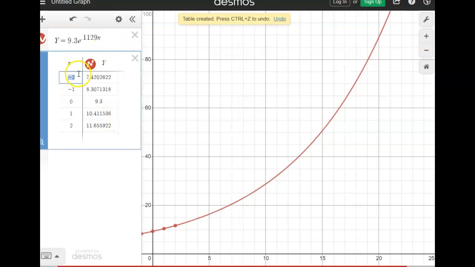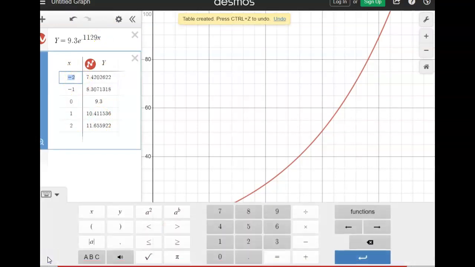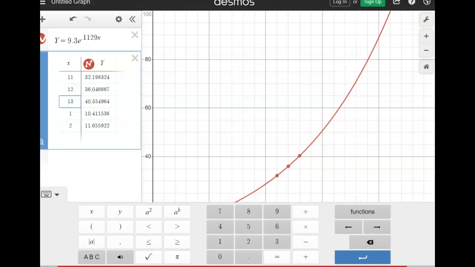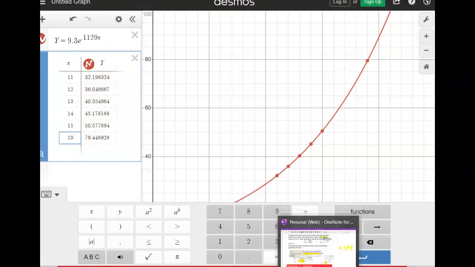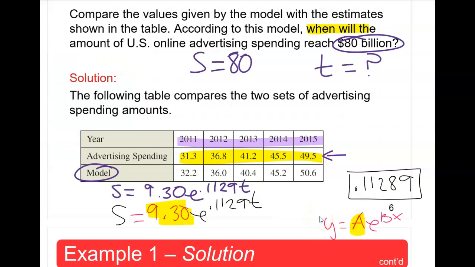And so if we look at the table and I change these values from here to the years, so we have 11, we're going to have 12, we're going to have 13, 14, and 15. So if we get that, and let's do one more and enter 19. Okay, so if we get that, you can see the points are here. And so those are the exact values that come with the model. But if you look at the values from here, they match the values that we have here.